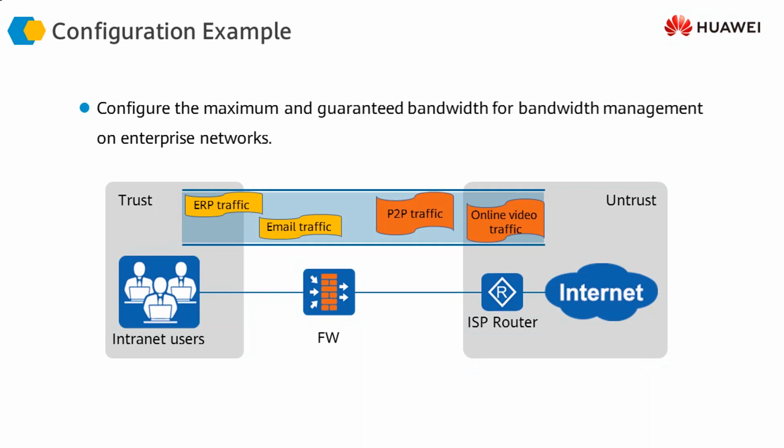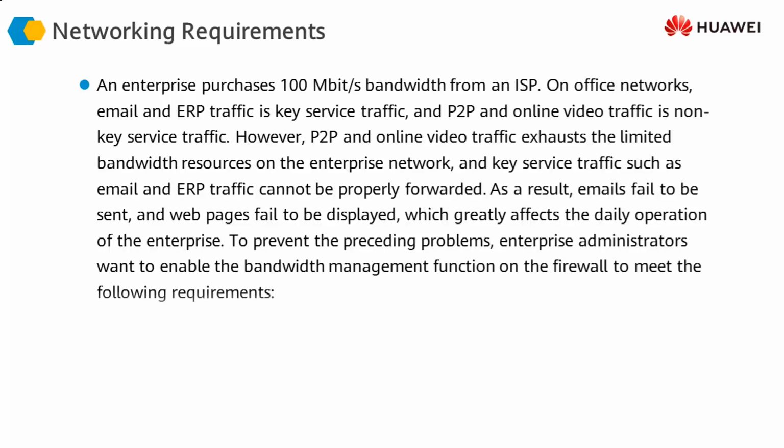Hi, in this video we are going to look at a configuration example similar to what we saw earlier in this module. We have different types of traffic going through the firewall; some of it is important and some is not so important. We want to give guaranteed bandwidth to the important traffic, limit the maximum bandwidth available to the non-critical traffic, and also limit the maximum number of connections that this unimportant traffic can open simultaneously. So this is what we want to do.